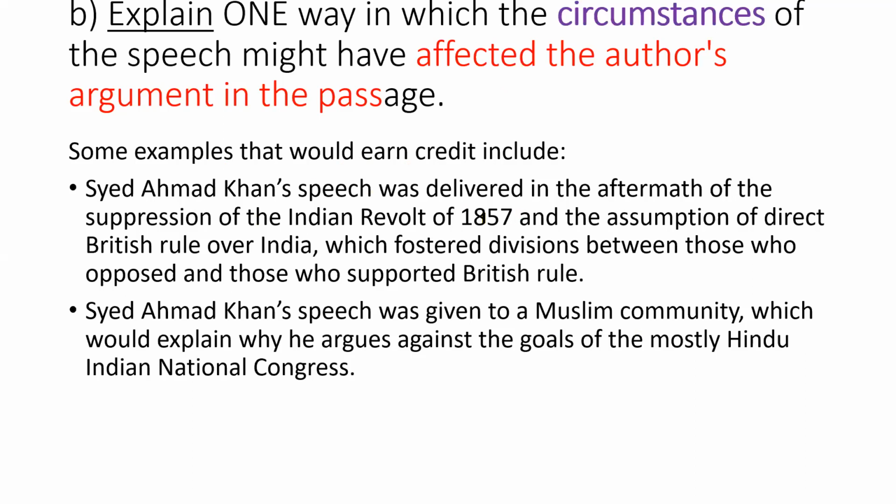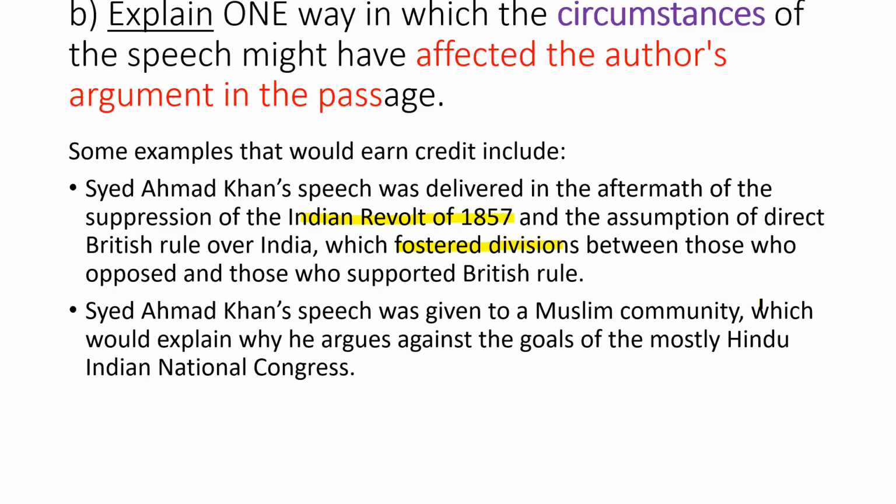So I mentioned the date. This is often called the Indian Revolt of 1857 or the Sepoy Mutiny. If you got the idea that this speech was delivered after the British East India Company lost control of India, and the British government assumed direct control, you have to explain how or why it might have affected the author's passage, by saying that it might have fostered divisions or encouraged dissent between those who opposed and supported British rule. That would get you there.